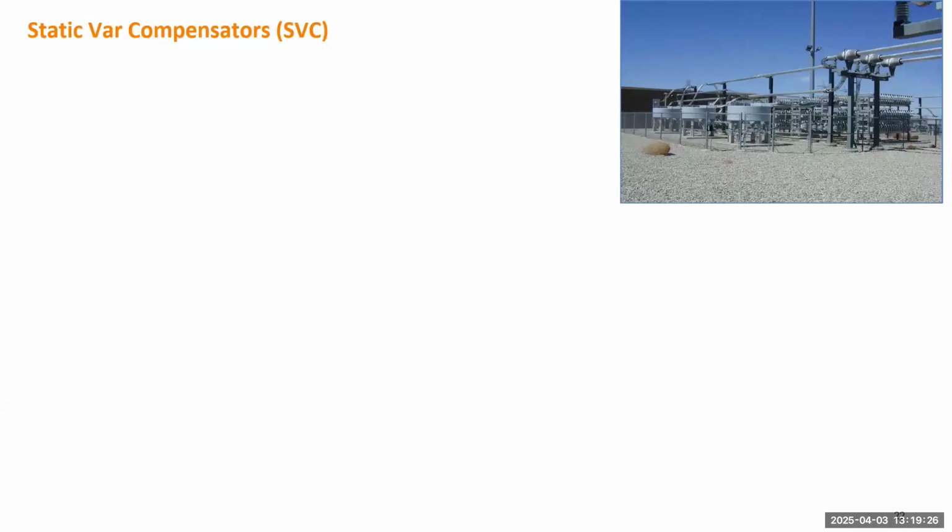Which means most of the following voltage controllers try to emulate what a synchronous condenser does, even though they may not be perfect. One type is called a static var compensator. A static var compensator is a var source, but it has no spinning part. It has no rotor.